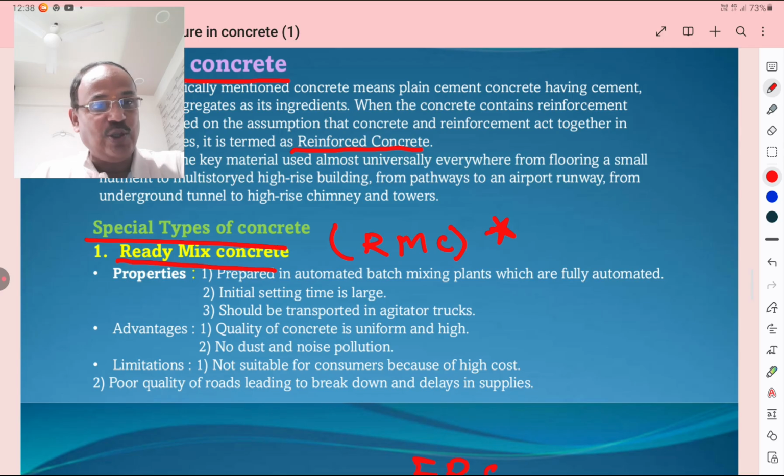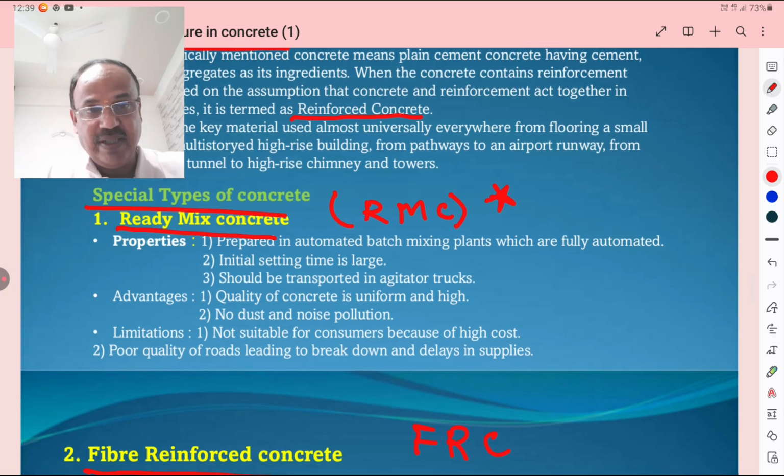It is prepared in automated batch plants which are fully automated. Initial setting time is large because of transportation. It should be transported in agitator trucks. What are the advantages? Quality control of concrete is uniform and high, and no dust and noise pollution. What are the limitations of RMC? Not suitable for small consumers because of high cost. And second, poor quality of roads leading to breakdown and delays in supplies.